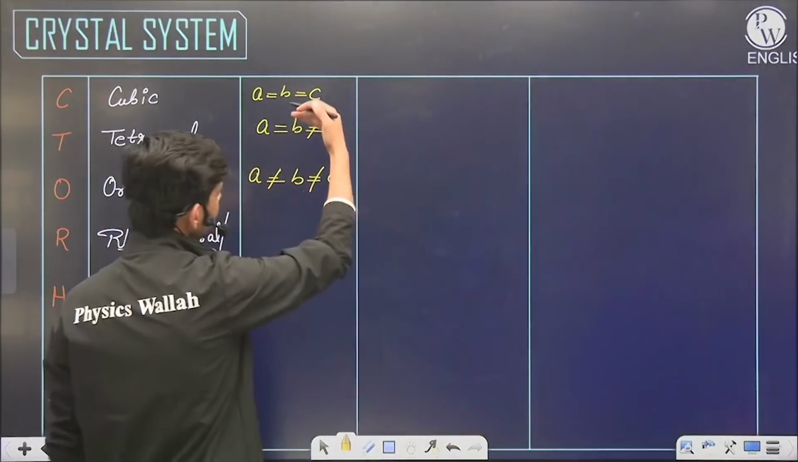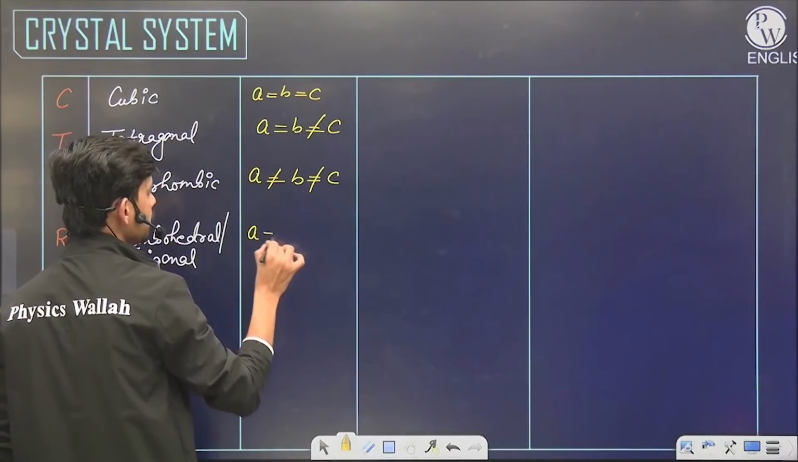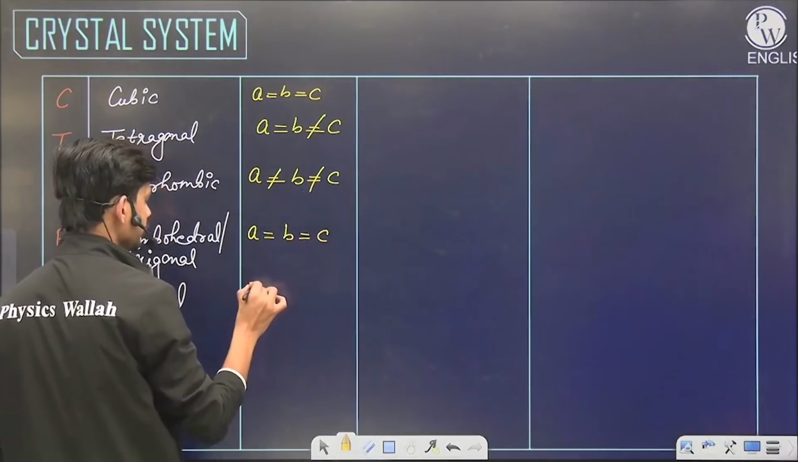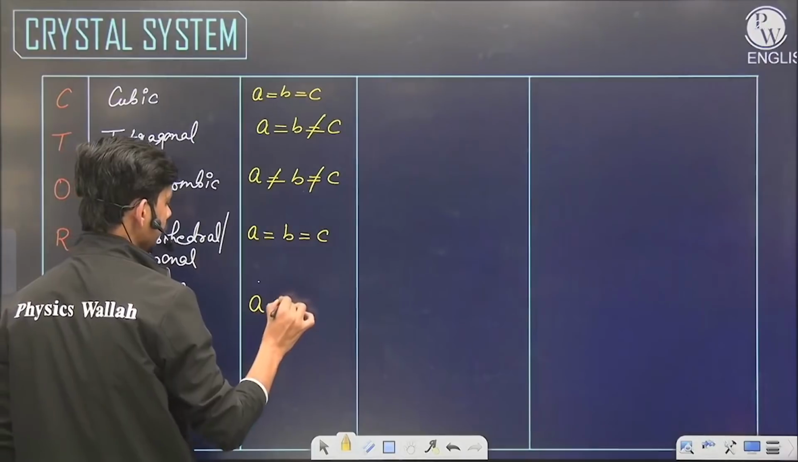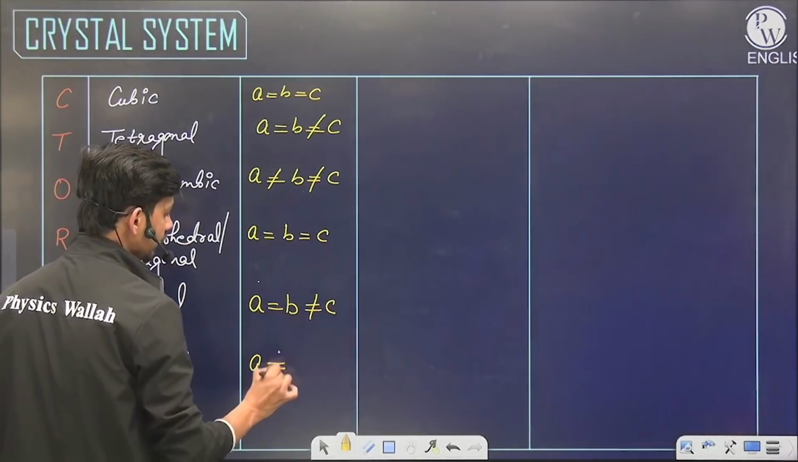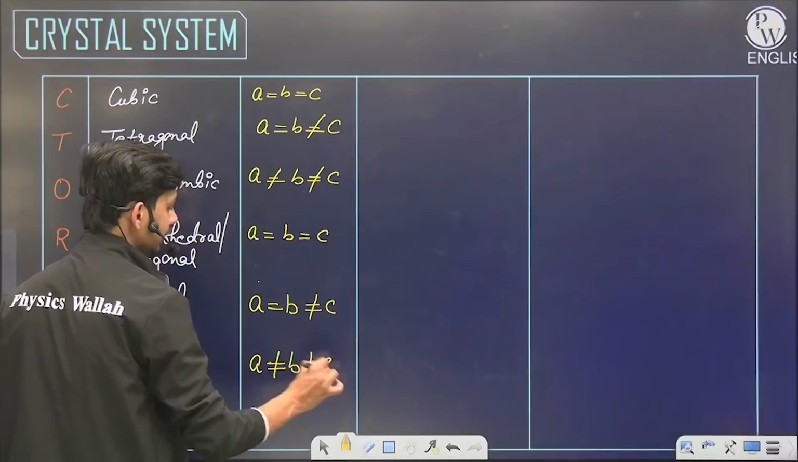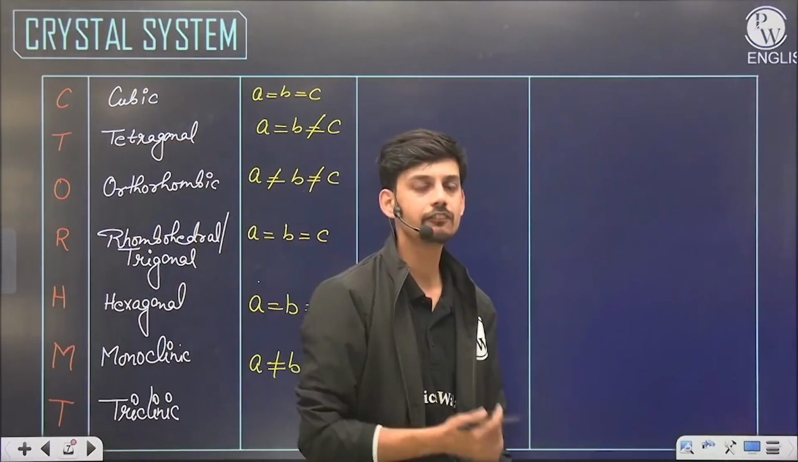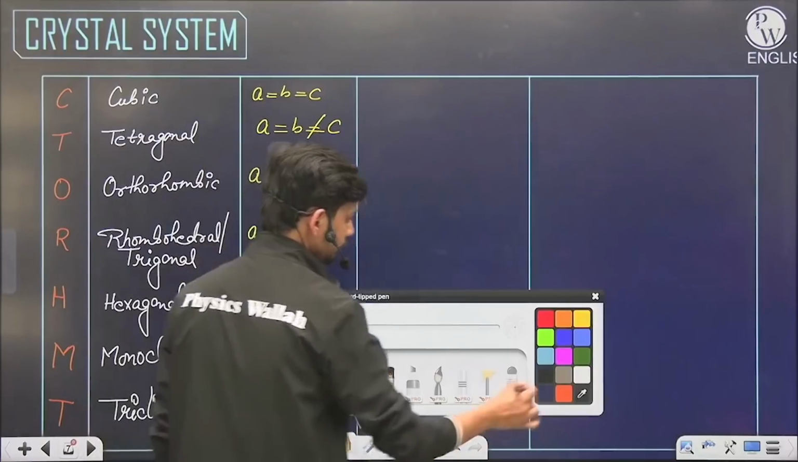The same pattern will be repeated again. a, b, c all are equal. Then we will have a equal to b not equal to c. Then we will have a not equal to b not equal to c. So first we have to learn these 6. Then we will see the 7th one.